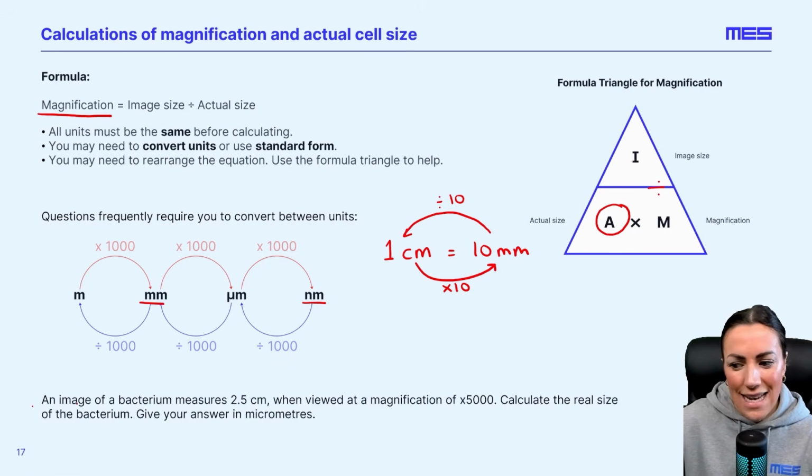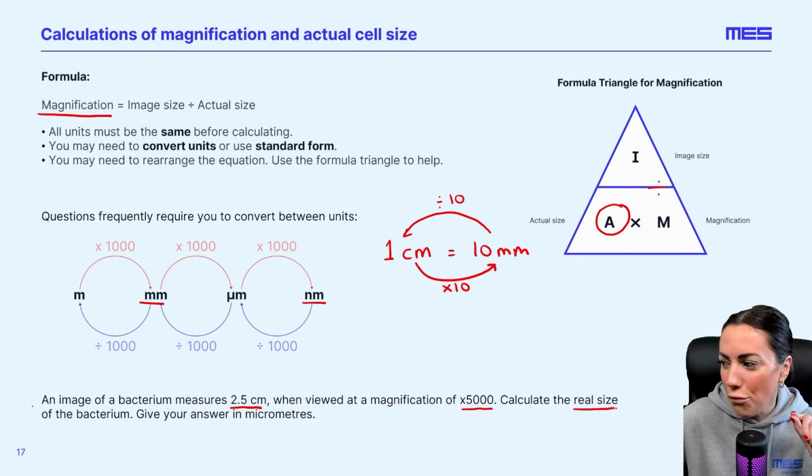So it says here, an image of a bacterium measures 2.5 centimeters. So that's the image size. They're telling you the image size, or you may have had to measure that image size, but we know the image size is 2.5 centimeters. When it was viewed at a magnification of times 500. So we've got the image size and we've got the magnification provided. Calculate the real size. So they're asking you to calculate the actual size of the bacterium. And it does say give your answer in micrometers.